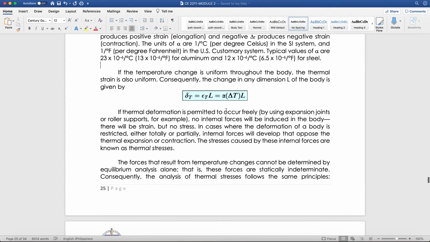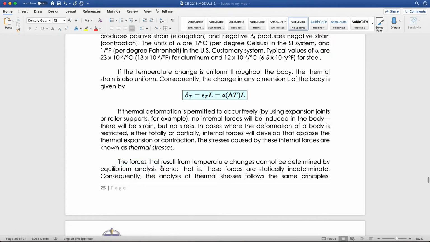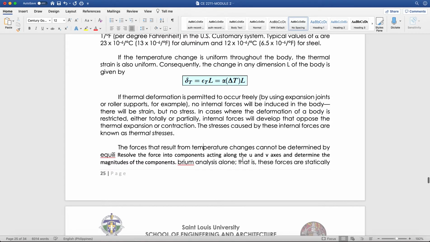The deformation is permitted to occur freely by using expansion joints or roller supports for structures. Okay? Because if we do not allow the movement due to thermal expansion or contraction, it might cause damage to our structure. That's why there is a certain degree of allowance. So, the forces that result from the temperature changes cannot be determined by equilibrium analysis alone. That is, these forces are statically indeterminate.